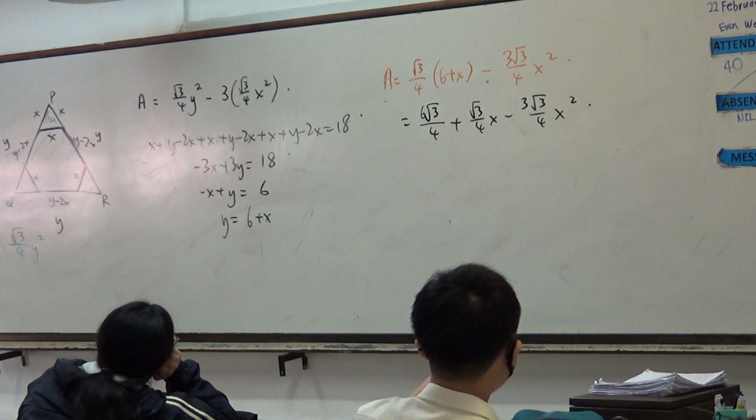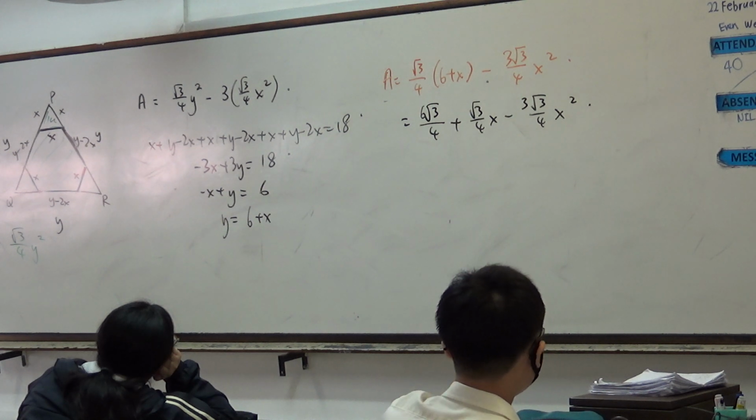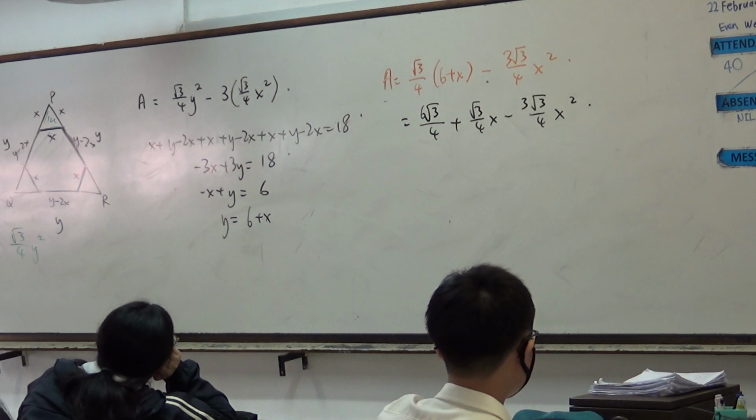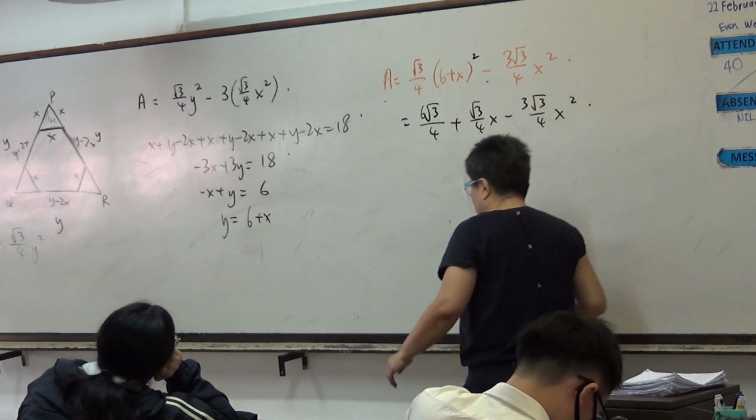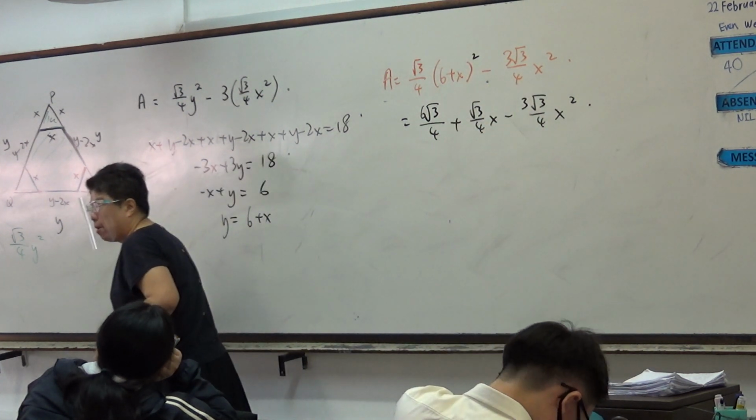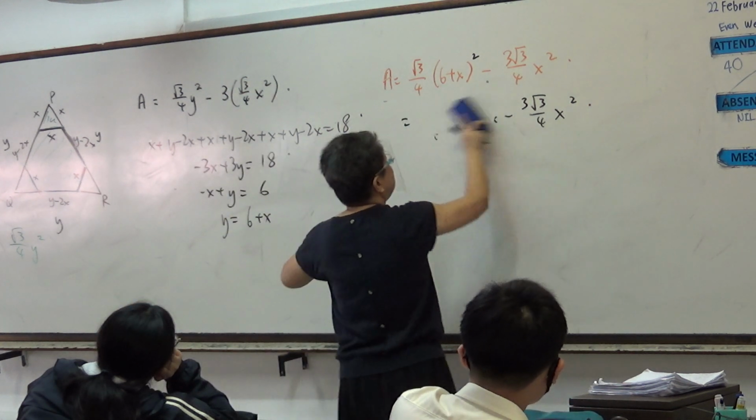Alright now. Oh, it's a square, is it? My mistake. This is a square. So I cannot do it this way. Can you see what I'm talking about? Okay. Right, it's a line.